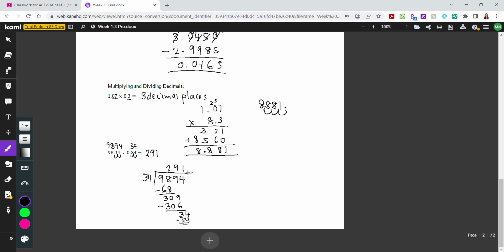And again, with order of operations with decimals, it's the same thing as your integers and fractions. You want to use PEMDAS, all right, in order to solve it.